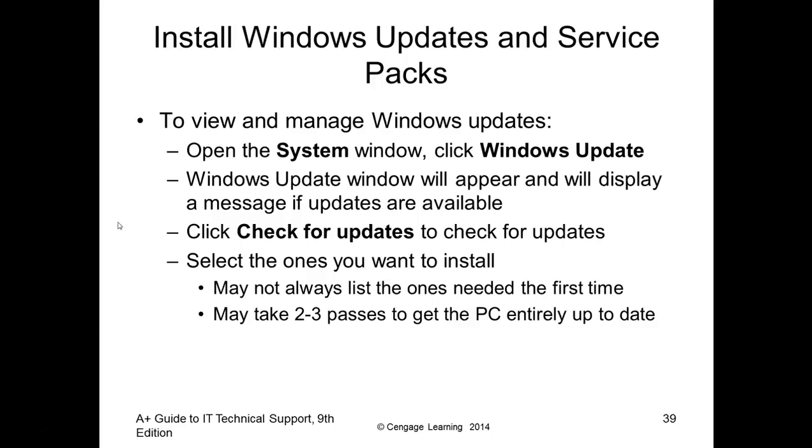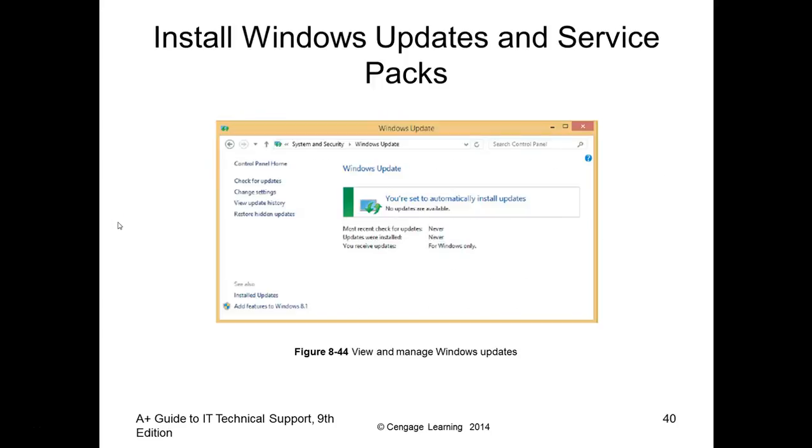So you always want to try to get the OS with the most up-to-date service packs if you can. If you have certain updates that you don't want to install, you can select those in the update window. For instance, if you're running Office but you don't have Microsoft Access or InfoPath, there's no reason to download those updates. And like it says here, it may take multiple passes to get that computer up to date.